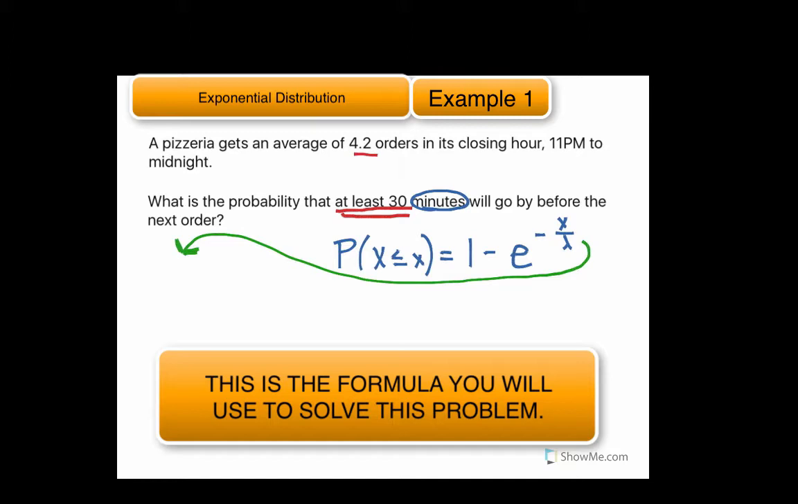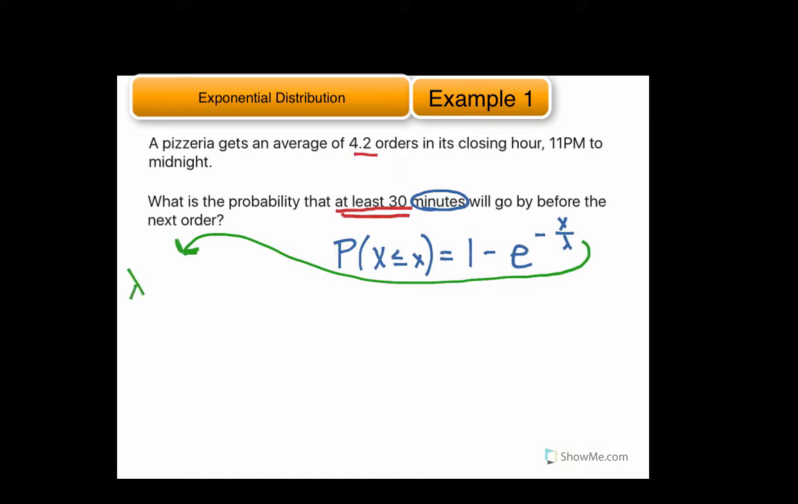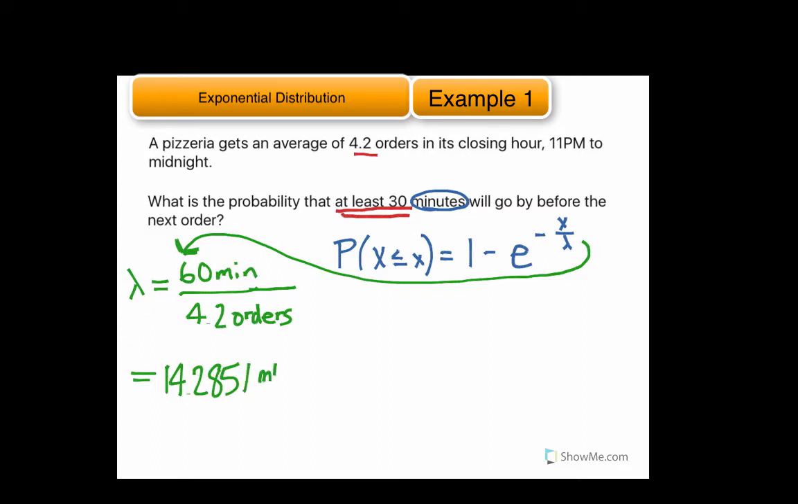So the average time for an order, and we're working with minutes. So to calculate lambda then, we know that there are, well, we can divide 60 minutes by the average of 4.2 orders. And that tells us that lambda equals, if you do this in your calculator, about 14.2857, and that's minutes per order on average. And I'm going to circle this because we're going to need this in the later examples. Okay, so that's what lambda is, and now we can use that to calculate our probability.